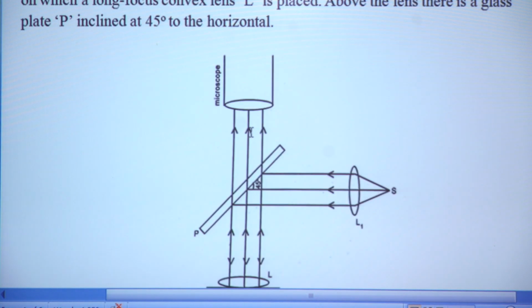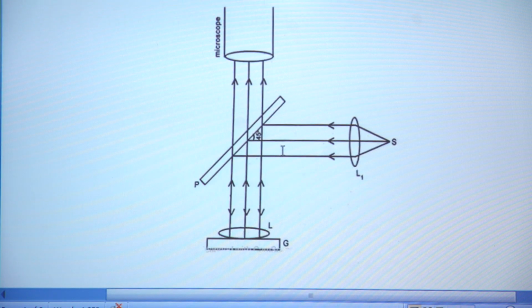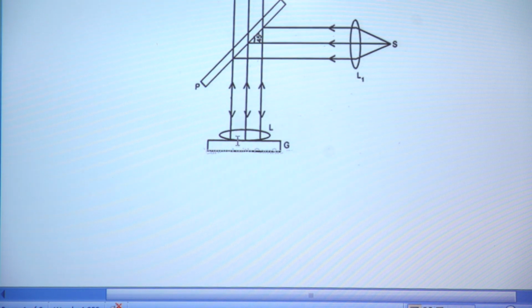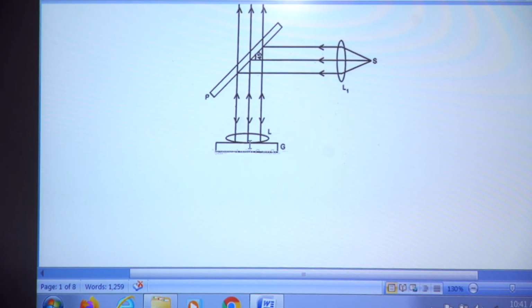Now coming to the experimental setup. The Newton's ring arrangement consists of a convex lens of large focal length which is placed over a glass plate. The light from a source, rendered into a parallel beam, is allowed to fall on a glass plate which is inclined by an angle of 45 degrees. Now the light is reflected here and falls normally on the lens.